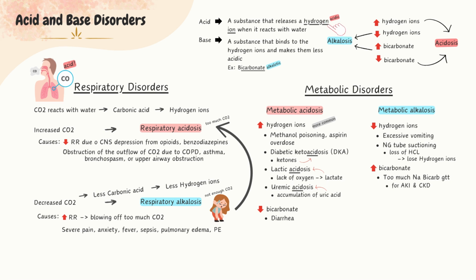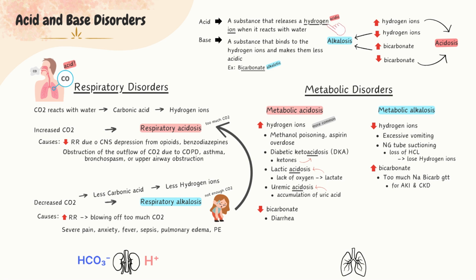Now we know what causes acid and base disorders. Are there ways our body can try to reverse that? Of course there are. The two organs that are involved in the compensatory response are the respiratory and renal system. For respiratory disorders, whether it be respiratory acidosis or alkalosis, the kidneys will try to compensate by reabsorbing or excreting excess hydrogen ions and bicarbonate.